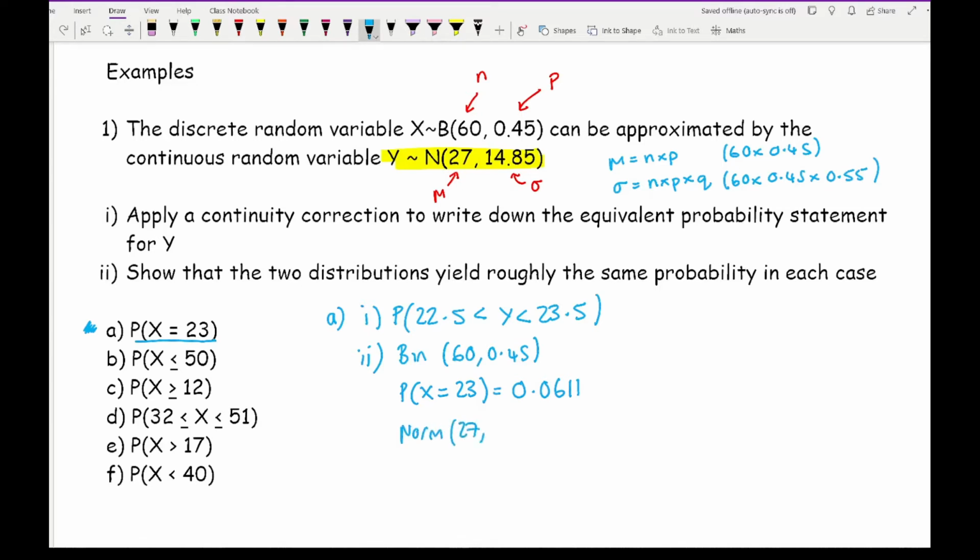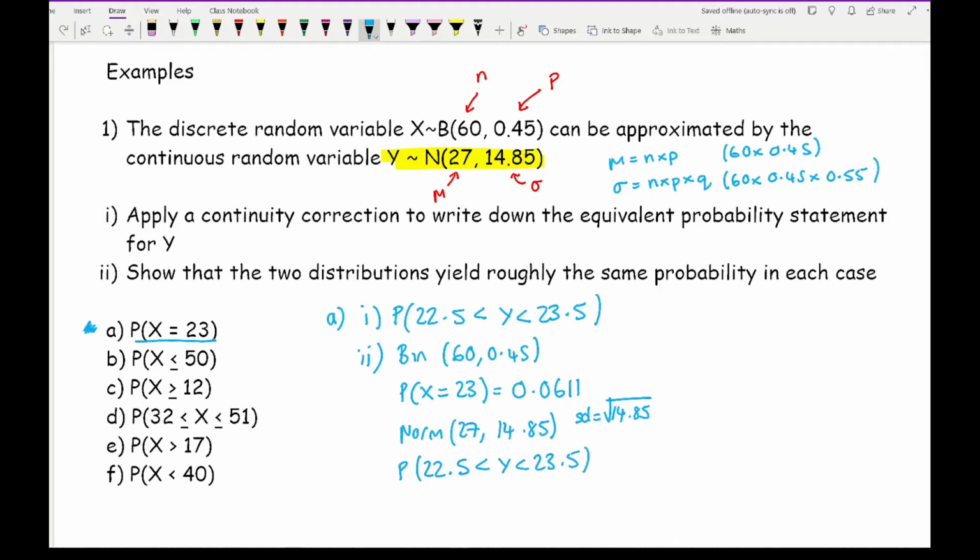Then if I look at the normal distribution, so for norm, I'm working with the parameters of 27 and 14.85. So remember that for standard deviation, it's going to be the square root of 14.85. And what I'm wanting to work out is the continuity correction. So it's going to be 22.5 and 23.5.